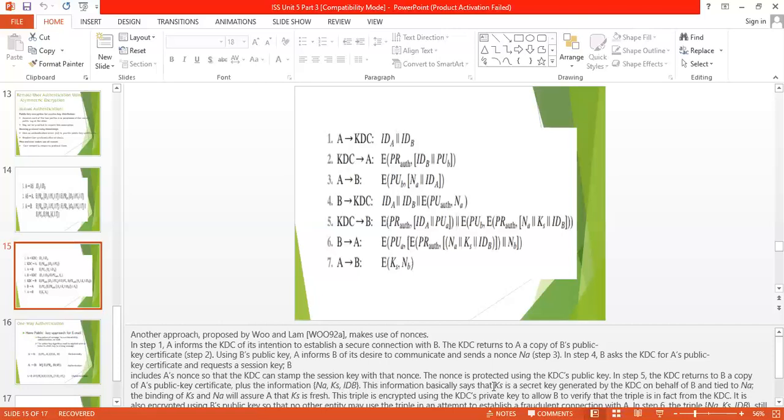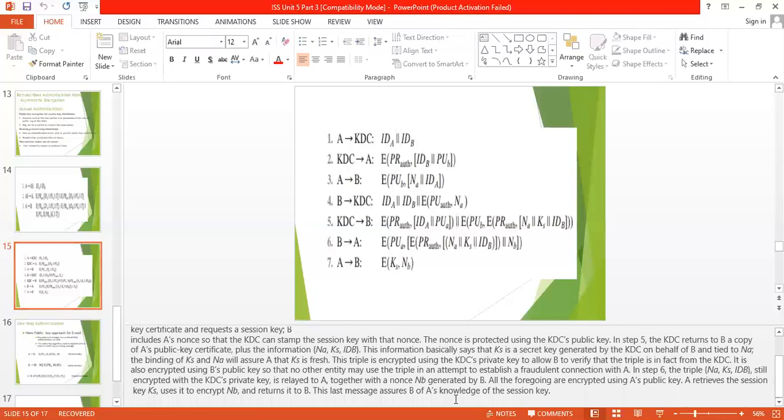This information basically says KS is a secret key generated by the KDC on behalf of B and tied to the NA. The binding of KS and NA will assure A that KS is fresh. This triple is encrypted using the KDC private key to allow B to verify that the triple is in fact from the KDC.